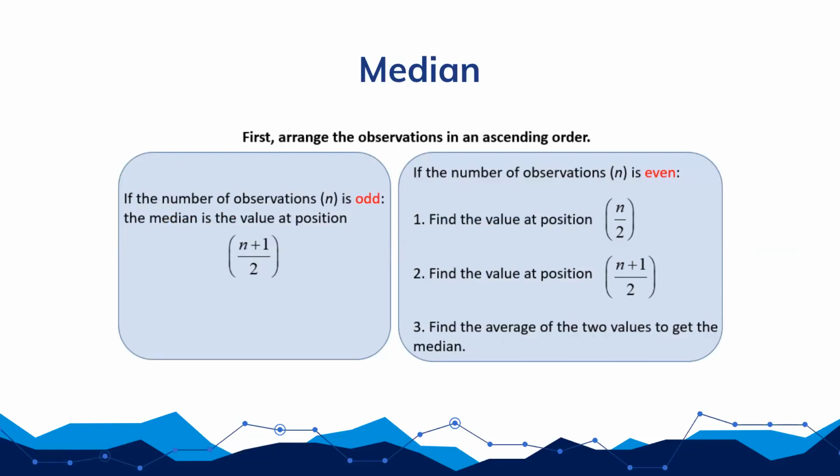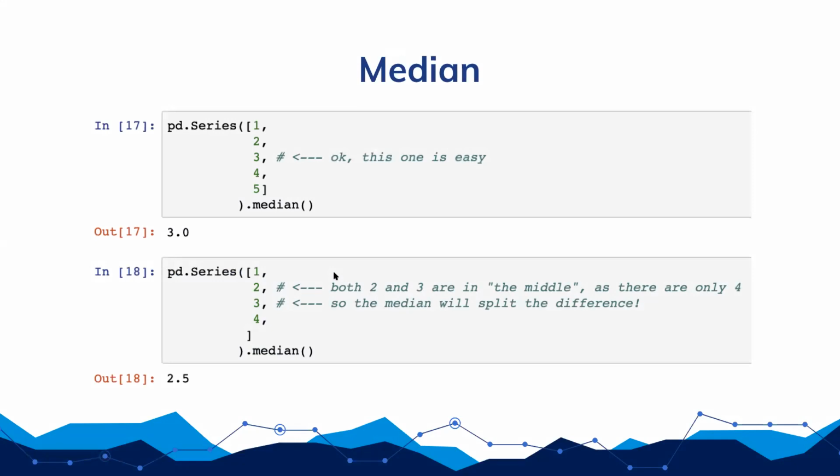So the idea of the median is that you have your data, you sort it in ascending order, and you just pick the middle one, okay? And if there happen to be two of them, you just take the average of those two values, okay? So that's the idea of the median. You have the formulas here, but let's check two very quick examples.